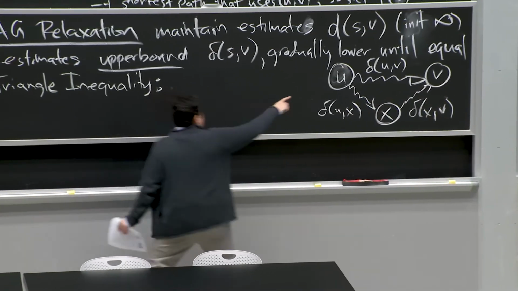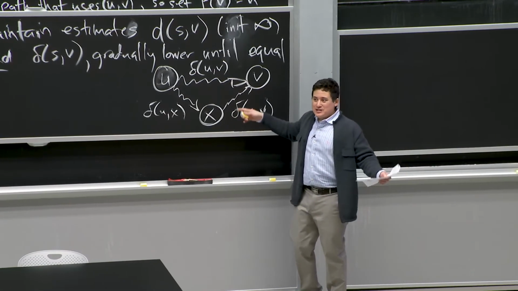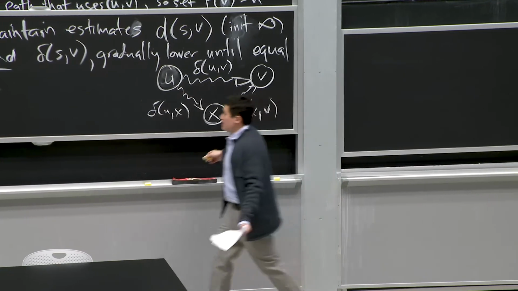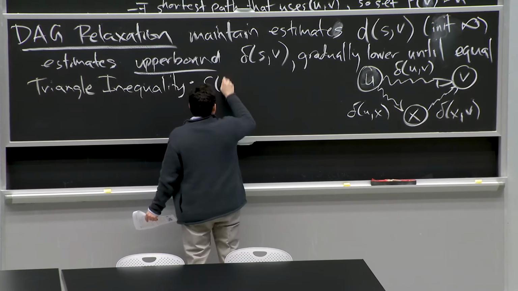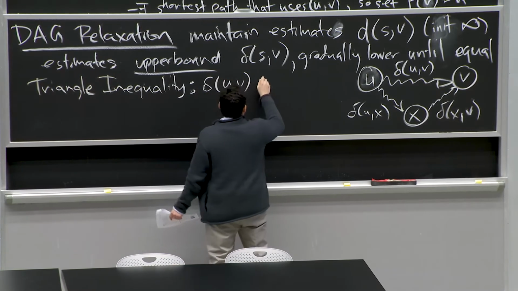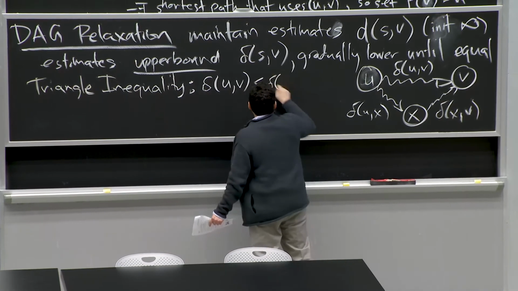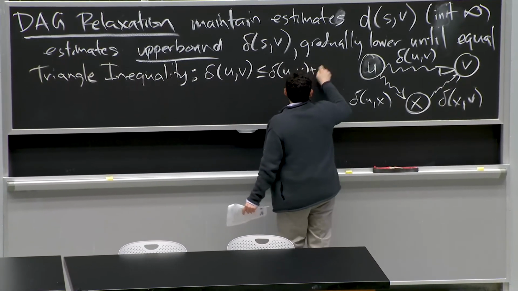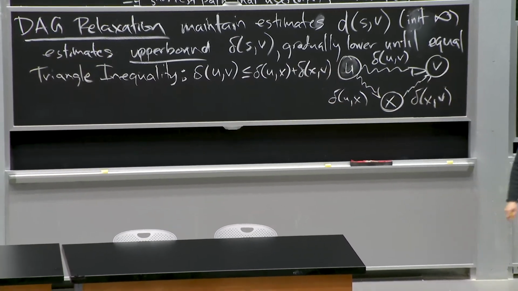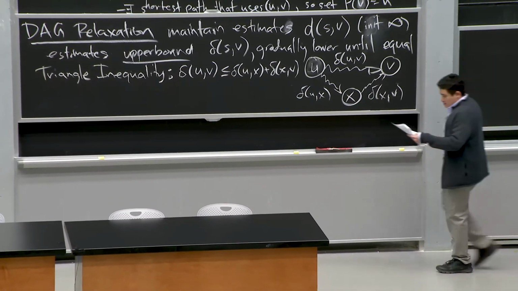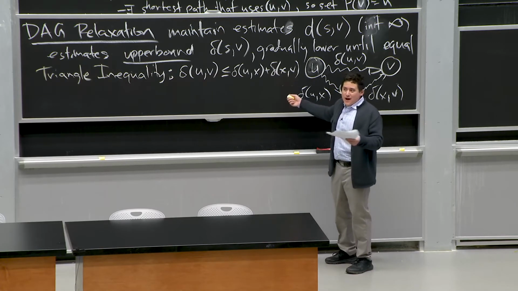I mean, that's just a statement that I'm restricting to a subset of the paths. I can't decrease my minimum distance, right? So this is the statement of the triangle inequality, that the shortest path distance from u to v can't be bigger than the shortest path distance from u to x plus the shortest path distance from x to v for any x in my graph that's not u and v, okay? So that's the triangle inequality. Pretty intuitive notion, right? Okay, why is this useful?